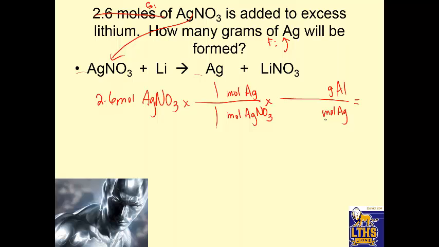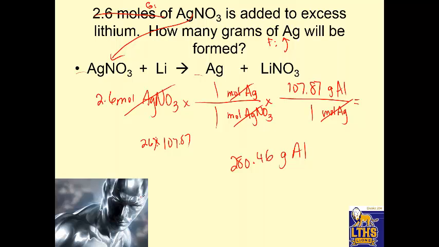And then grams to moles, moles are number 1. Grams come from the periodic table, 107.87. Math-wise, see you later, moles of silver nitrate. Goodbye, moles of silver. Hello, grams of silver. And we do this 2.6 times 1 divided by 1 times 107.87. And we get 280.46 grams. Hey, silver surfer.